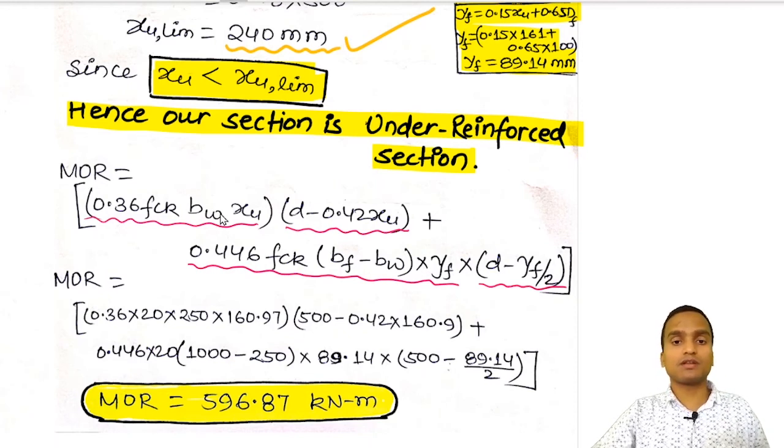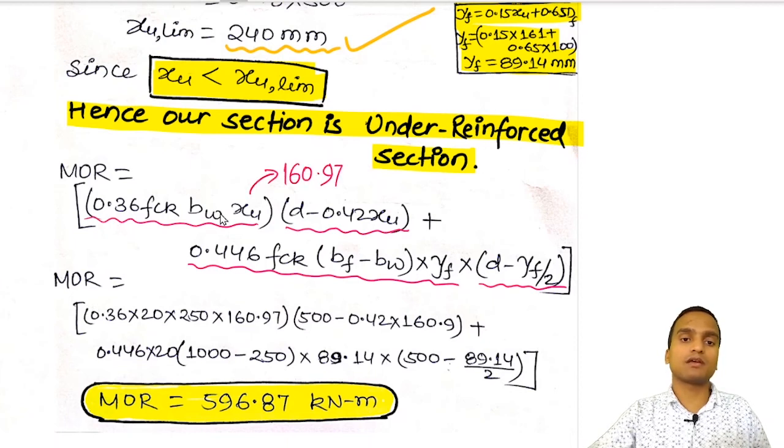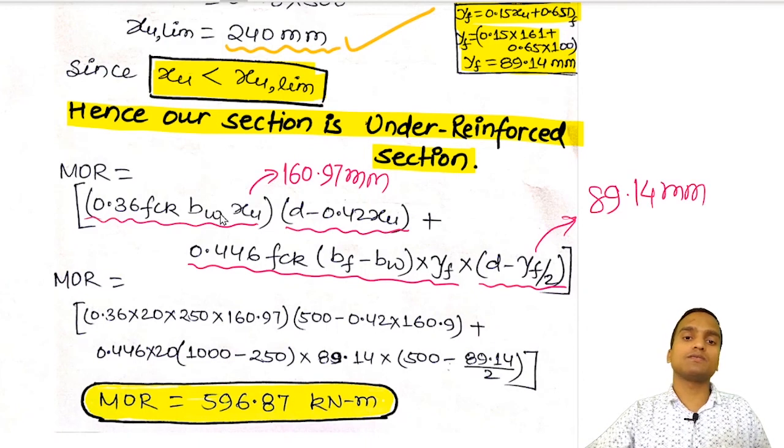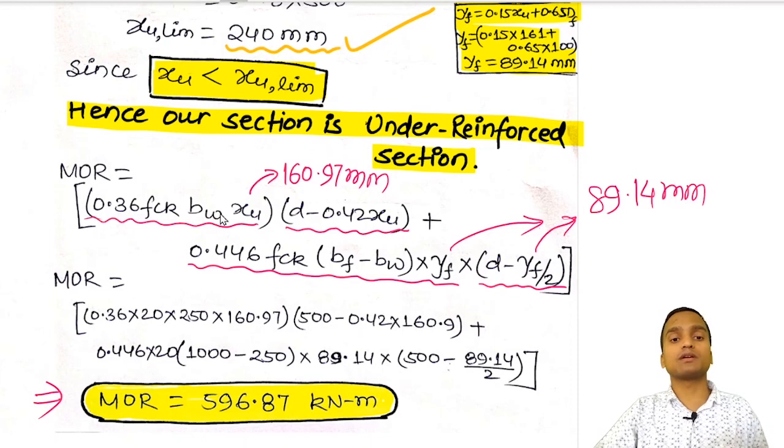Since all the values have been provided and our assumption is also right, our section is an under-reinforced section, so we can use xu equal to 160.97 mm and yf equal to 89.14 mm. Using all these values, we can easily calculate the moment of resistance, which is the capacity of the section to resist moment, and it comes out to be 596.87 kilonewton meter. So this is our exact answer.